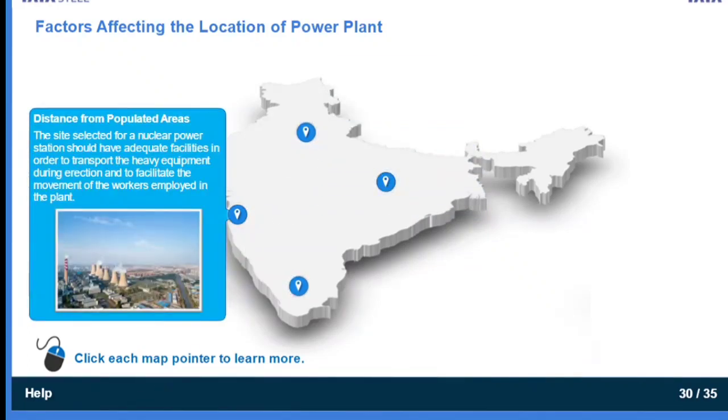Distance from populated areas. The site selected for a nuclear power station should be quite away from the populated areas, as there is a danger of presence of radioactivity in the atmosphere near the plant. However, as a precautionary measure, a dome is used in the plant which does not allow the radioactivity to spread by wind or underground waterways.